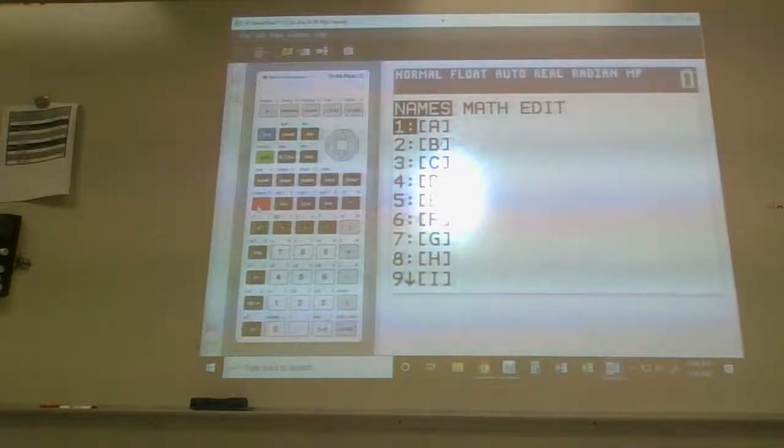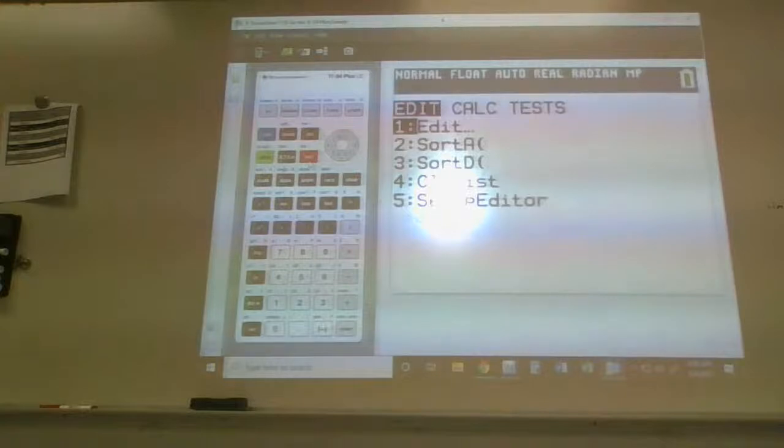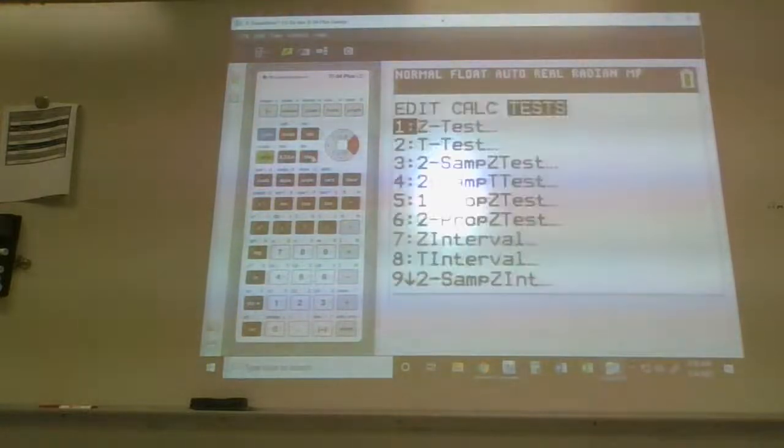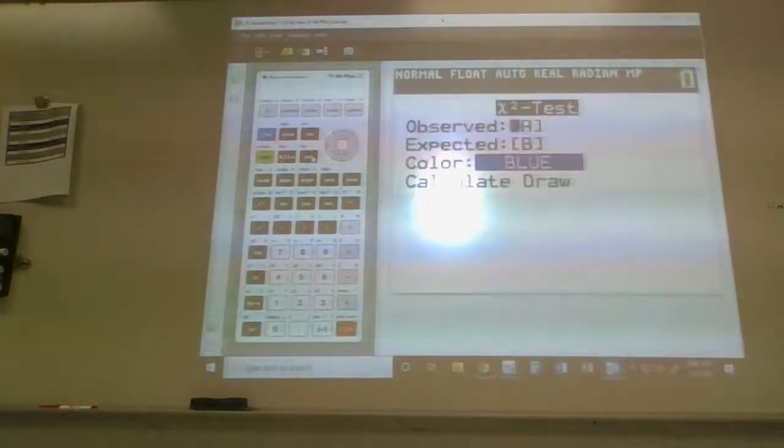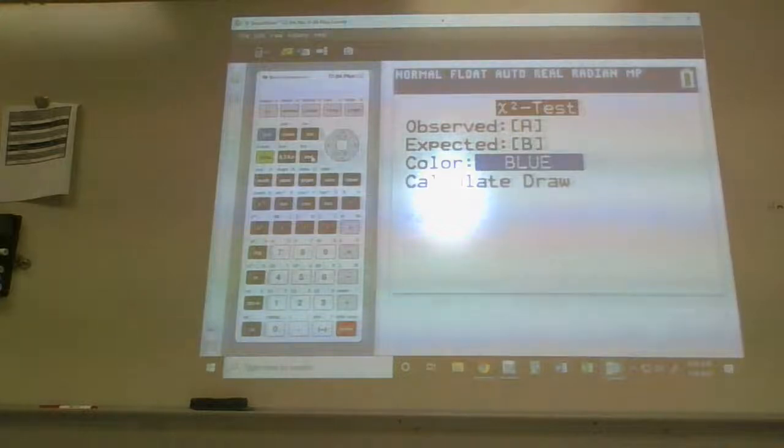On your graphing calculators, if you ever see a bracket like that with a letter in the middle, it is referring to a matrix. Just so we're all on the same page. If you ever see brackets like that, they're talking about matrices. In fact, I'll get out of this real quick. If you go to the regular chi-square test, you can see observed and expected are in those brackets. They are referring to matrices.